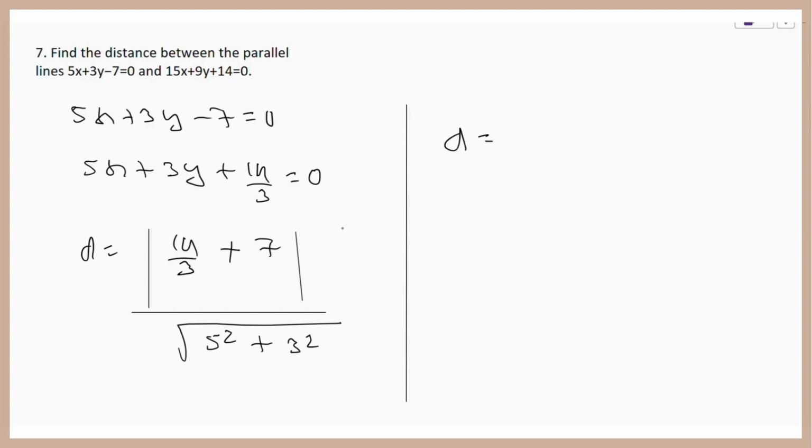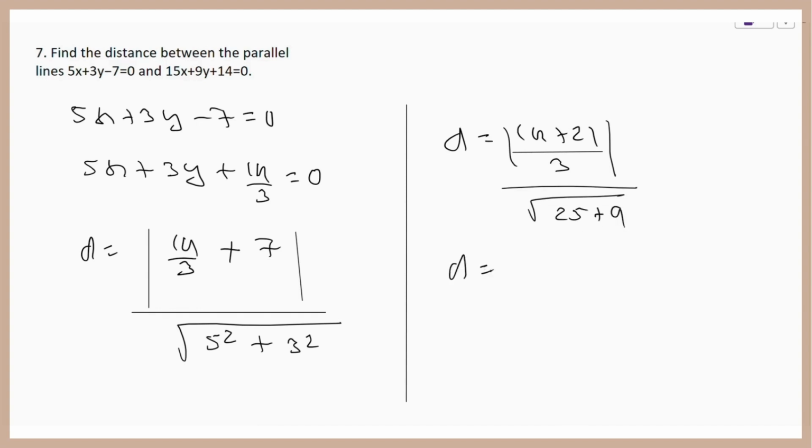So we get D as how much on taking LCM? This is 21 into, that 7 into 3 is 21. So it is 14 plus 21 divided by 3. And that whole divided by, this is how much? 25 plus 9. So we get distance as 35 over 3. And how much is this? This is 34. That is under root 34. So this will be the distance. This is the required distance between these two parallel lines.